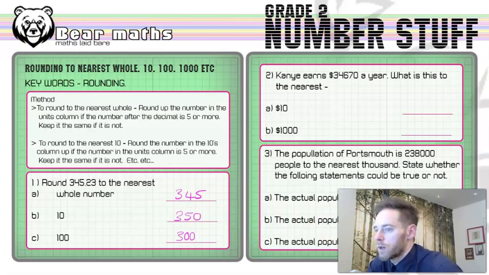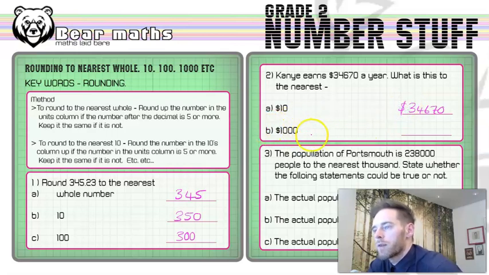And question 2, I'm going to do question 2 now. So Kanye earns $34,670 a year. What is this to the nearest $10? Okay, so let's see if we can change anything. To the nearest $10, right? We'll look in the tens column, that's a 7. In the units column, it's a 0. So nothing's going to change, and actually nothing at all is going to change. All right, so it actually is the answer that it already is. 34670. That's already rounded to the nearest 10, okay, or $10. So we can put the dollar symbol in there.